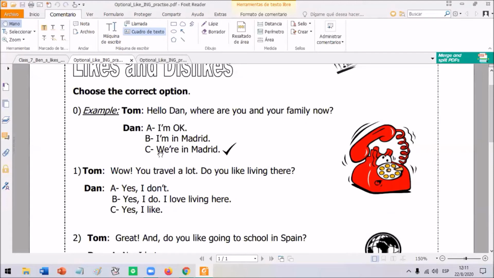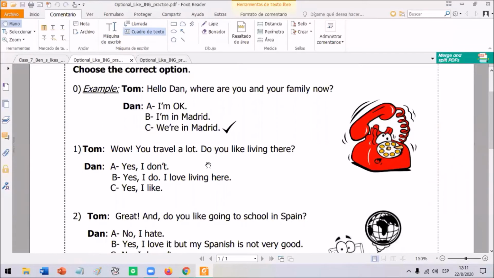Por eso en la respuesta correcta tenemos que usar we. We are in Madrid, porque Dan está respondiendo por él y su familia, nosotros. We are in Madrid, ¿ok? Entonces ya sabemos dónde está. Where are you and your family now? We are in Madrid.